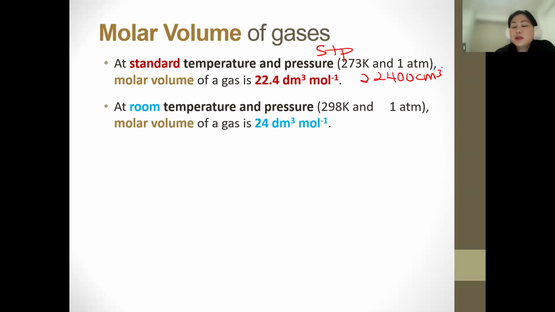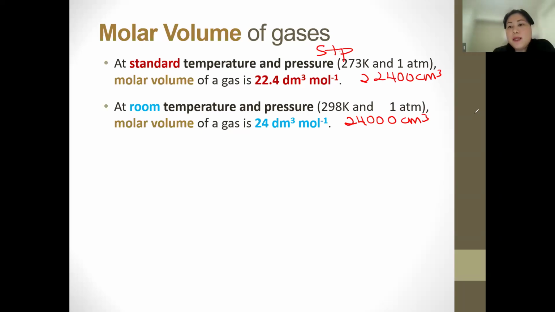At room temperature, it is 24 dm cube. That's what you have been learning. It's 298 Kelvin and 1 atmosphere, and the molar volume is 24 dm cube. That means 1 mole of any gas will occupy this volume of 24 dm cube, or 24000 cm cube, regardless of the identity of the gas.